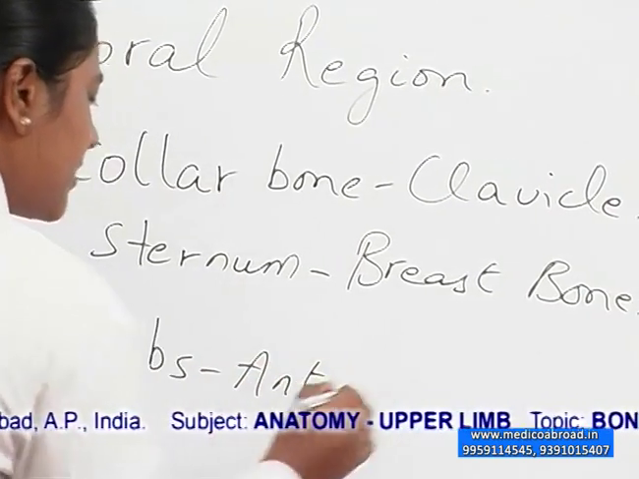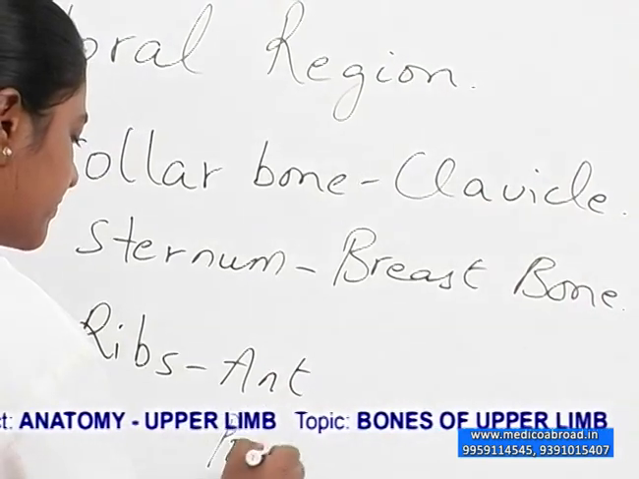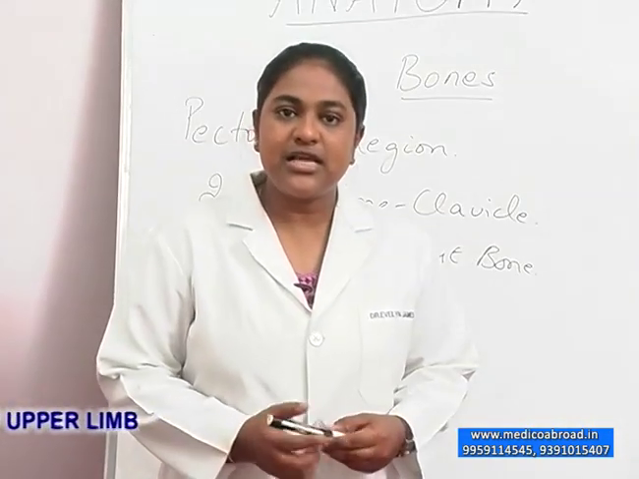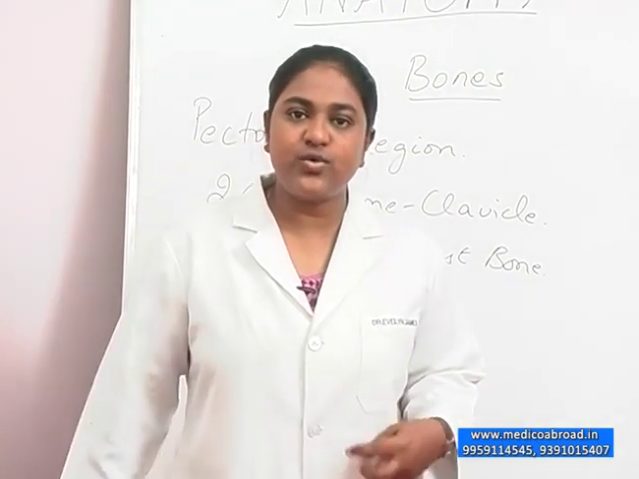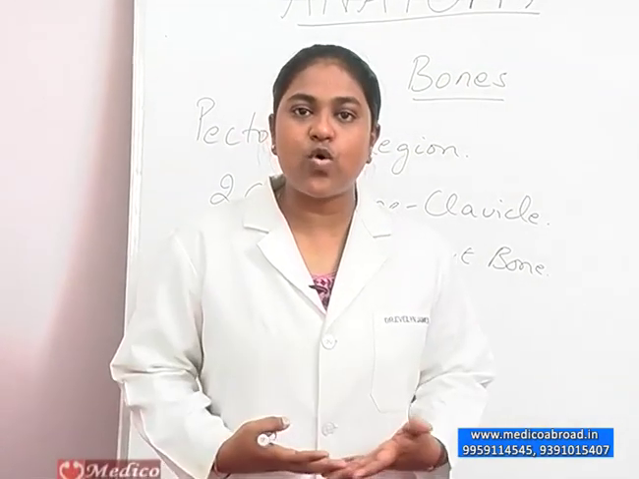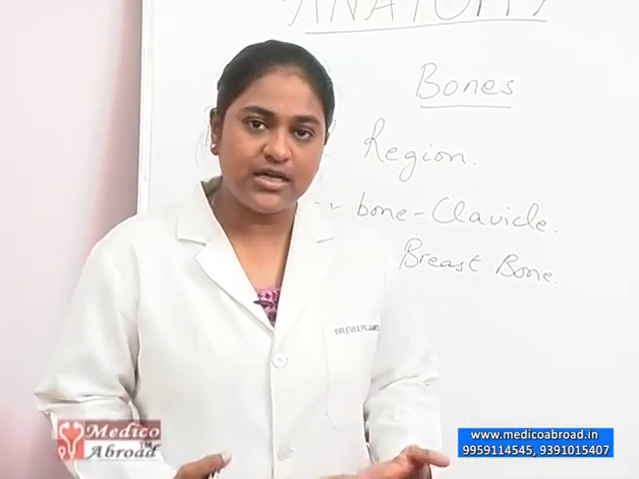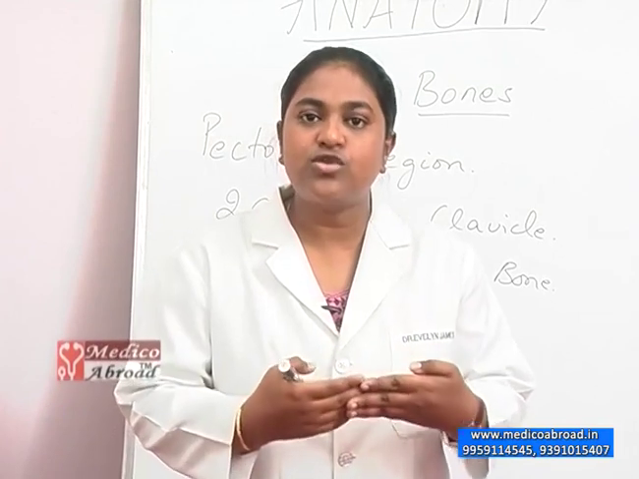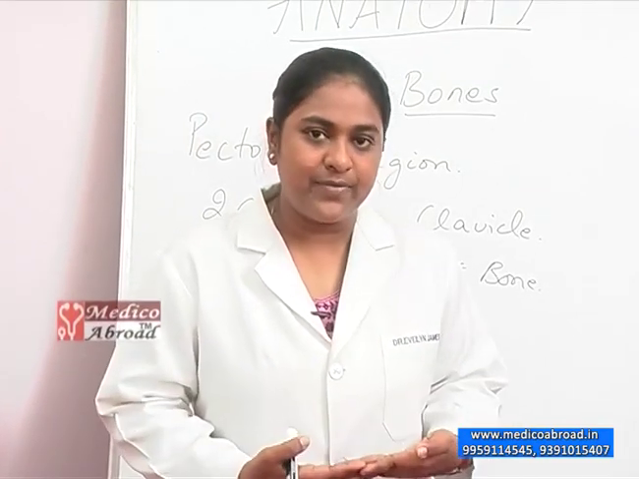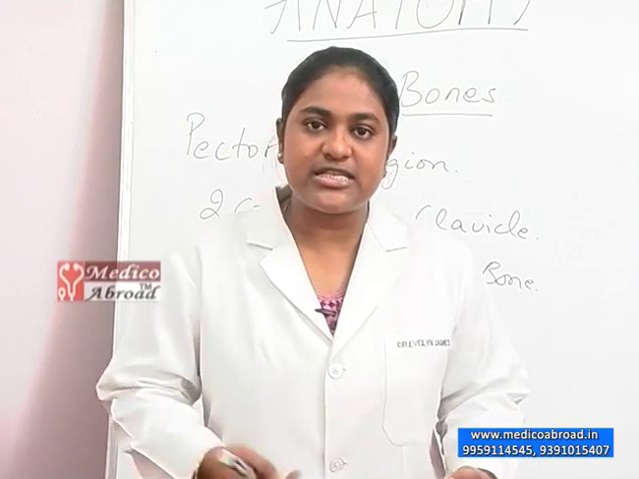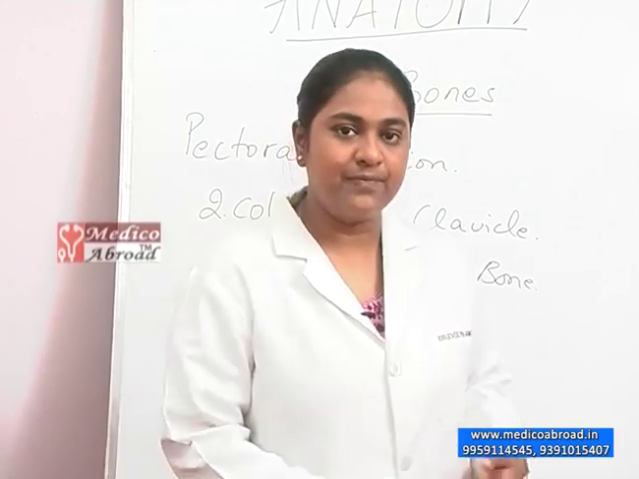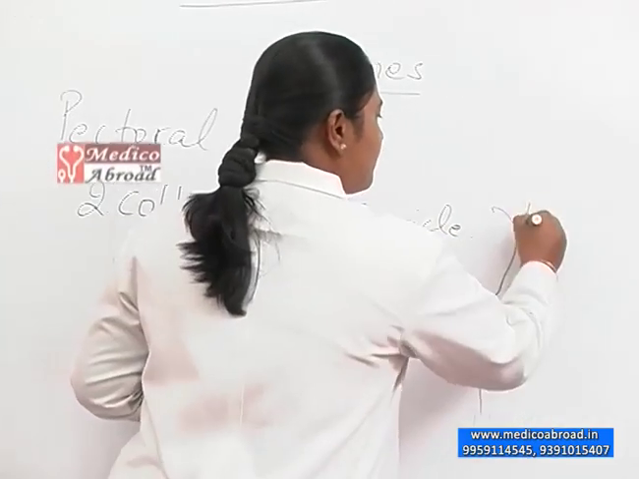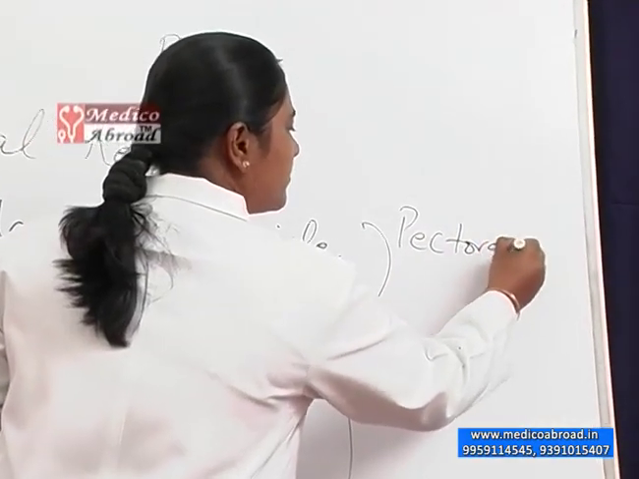Anteriorly, posteriorly, you have vertebrae. These make up the axial skeleton. In the axial skeleton, you have two parts. You have the pectoral girdle and you have the pelvic girdle. Pectoral girdle is present in the chest and thorax up to the abdomen. From the abdomen downwards, it is represented by the pelvic girdle. So, these bones actually come under the pectoral girdle.